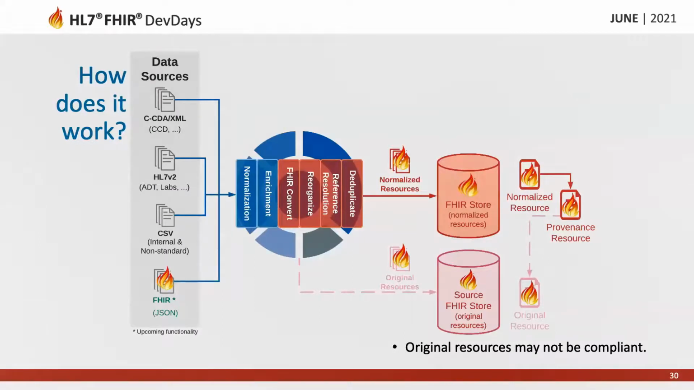We make or generate a copy of the original resource as it comes in. Then we process the data and create the normalized resource. Then we link the two using the provenance resource.